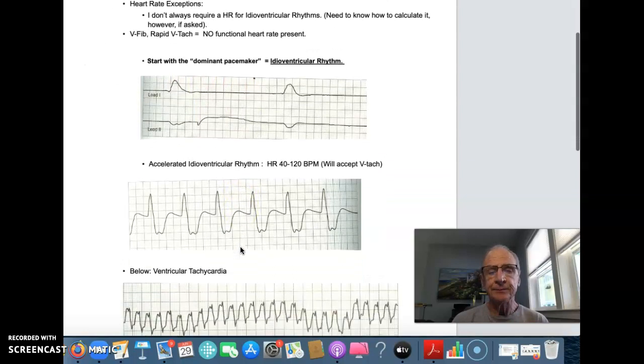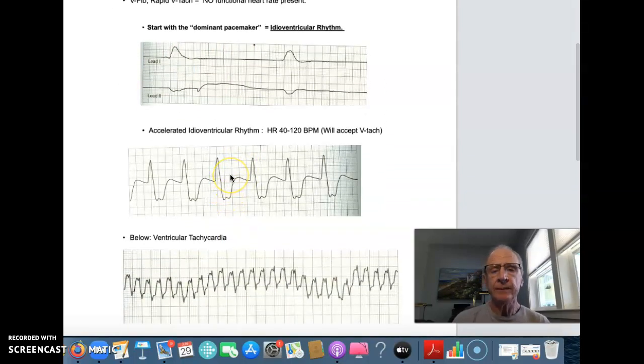Another example would be this. This is an idioventricular rhythm, but because it's over 40 beats per minute, people will call this an accelerated idioventricular rhythm. Some cardiologists will call this a slow ventricular tachycardia, and I will accept either description to get full credit on the dominant pacemaker in a ventricular dysrhythmia.